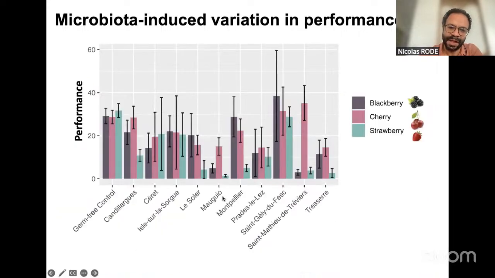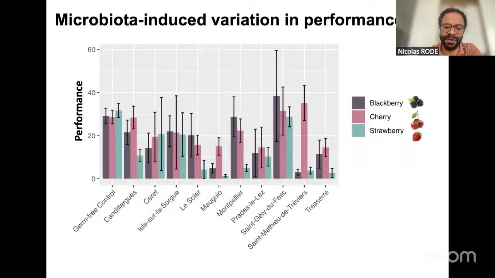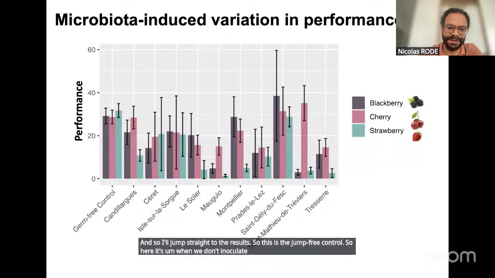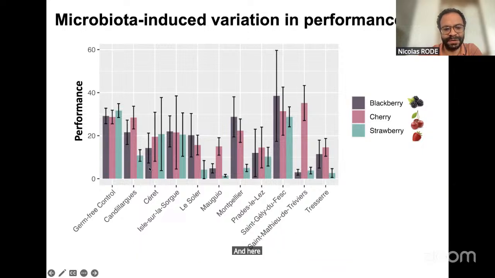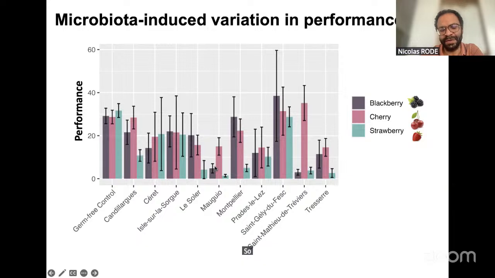And so I'll jump straight to the results. So this is the germ-free control. So here it's when we don't inoculate with the microbiota. And here are the different, so we wrote the localities of the different microbial communities. So what we see is that we have different effects.